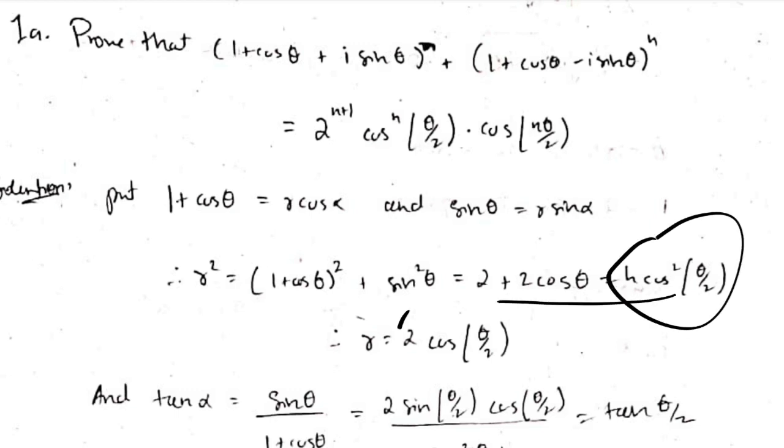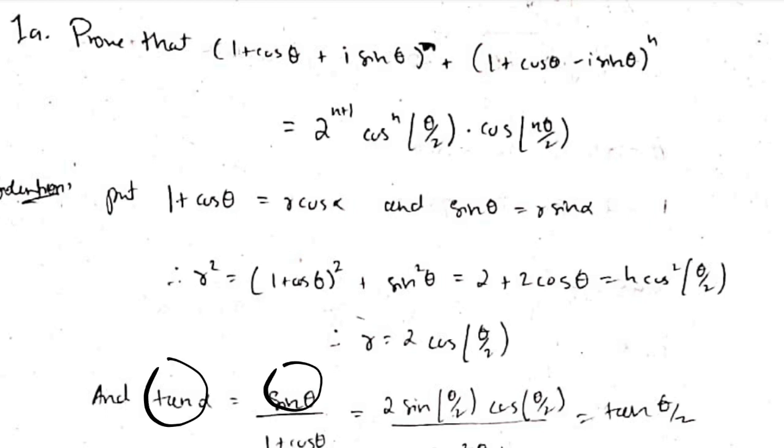Square root of this is nothing but 2 cos theta by 2. So we got the value of r here. Then we have to find out the value of alpha. How we'll find out the value of alpha is we'll be using tan alpha is equal to the y term divided by x term.